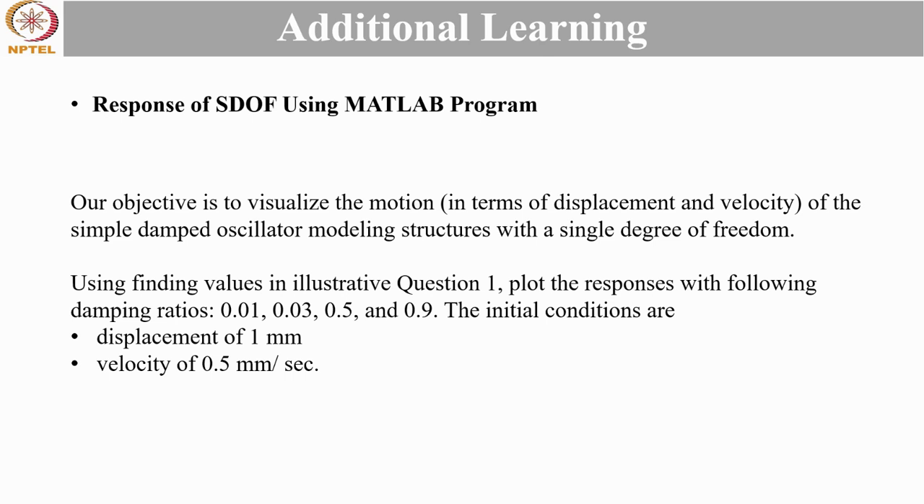So let's see. Our objective is to visualize the motion of a simple damped oscillatory model with a single degree of freedom system. For this, we will use the values that we found in question one. We need to plot the response with different damping ratios now. We'll use damping ratios of 0.01, apart from 0.03, the damping ratio that we calculated in question one, 0.5 and 0.9, and we are given the initial conditions as displacement 1 mm and velocity 0.5 mm per second.